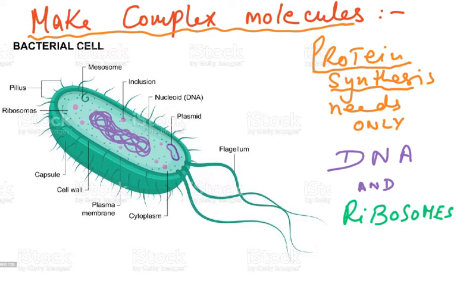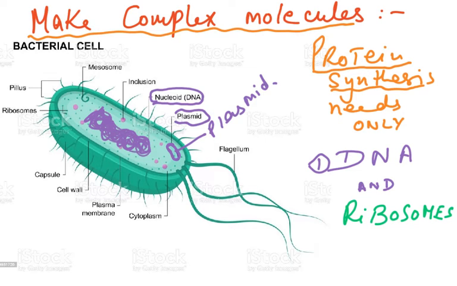So for protein synthesis, you need only two things. Number one, you need the DNA. Now we've got to understand that in bacteria, there are two types of DNA. One is this nucleoid DNA, which is all this, right? And besides this are little circles of DNA which are called plasmids. This is a plasmid.